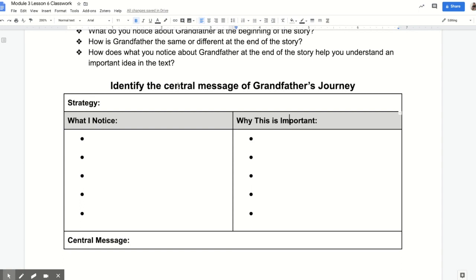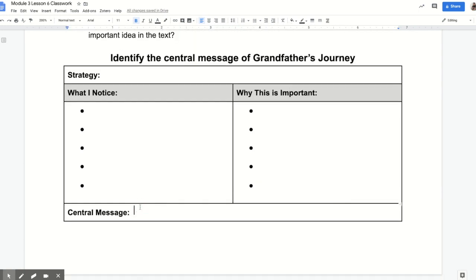You are going to explain what you notice, why it's important, and how it supports the central message. And finally, here at the bottom, I want you to state, what do you think Alan Say is teaching you? Again, there is not one right answer for this because based on our own experiences and the life that we've lived, the central message may be different from me, Miss Toma, to you. So you're stating right here, what do you think is the lesson that Alan Say is trying to teach you in this story?